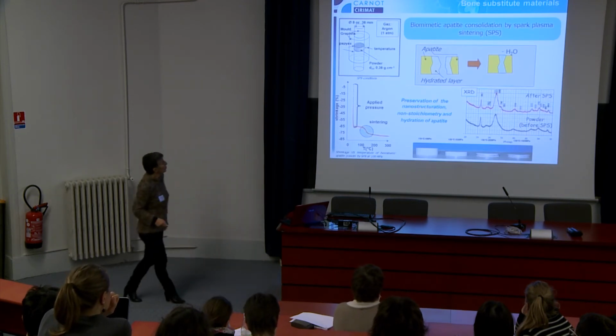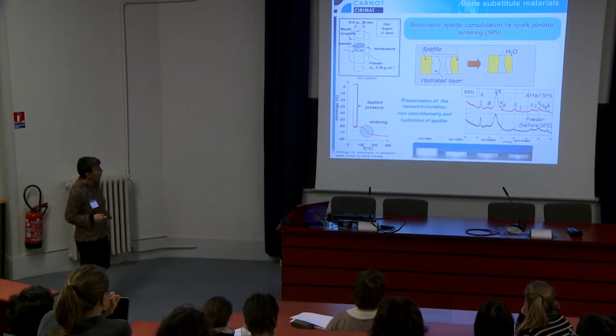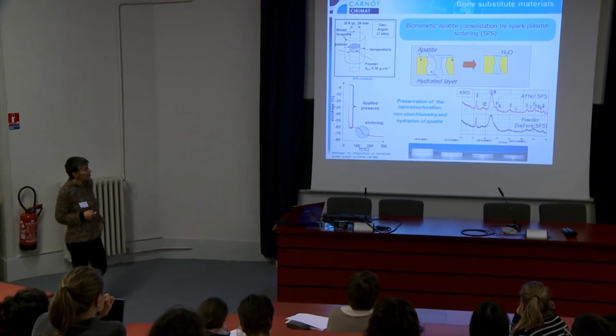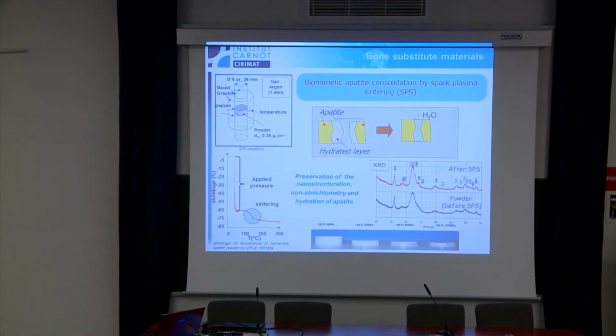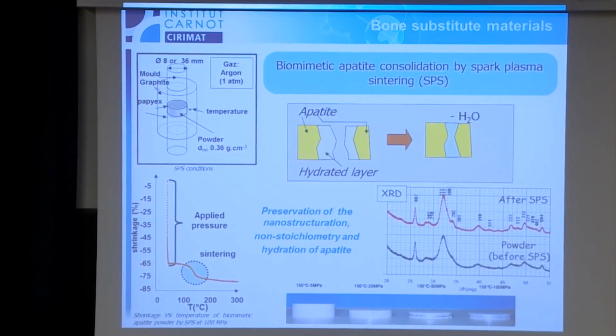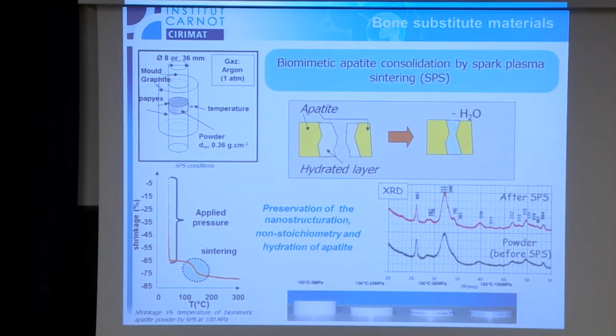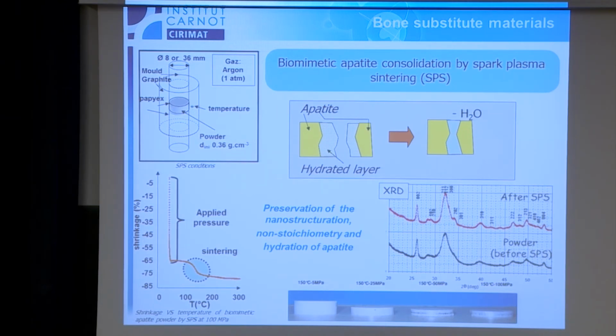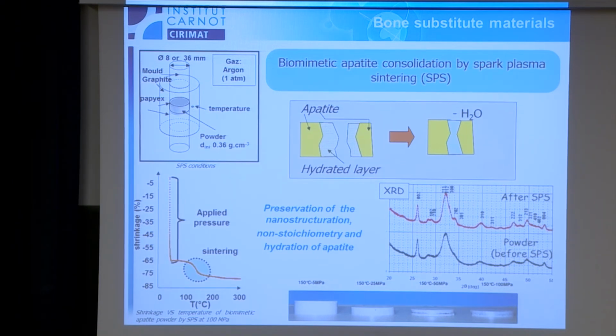So here are just a few examples. First, the consolidation of biomimetic apatite by spark plasma sintering. Usually the commercial hydroxyapatite ceramics used as bone substitutes are prepared at very high temperature, mainly at more than 1100 degrees Celsius. At this temperature you have no more hydrated layer, no more reactivity.